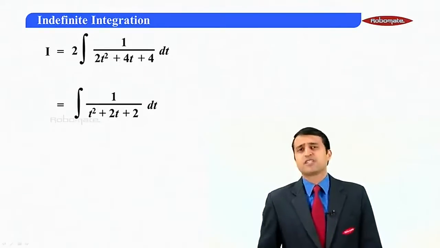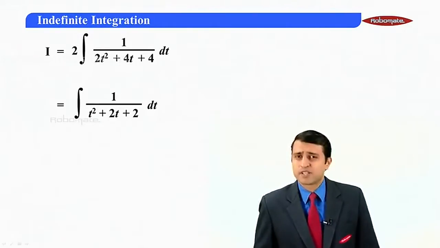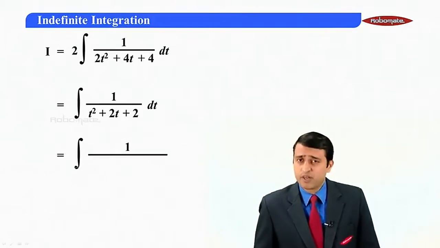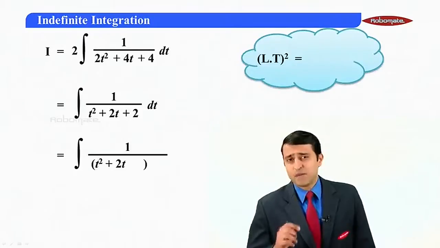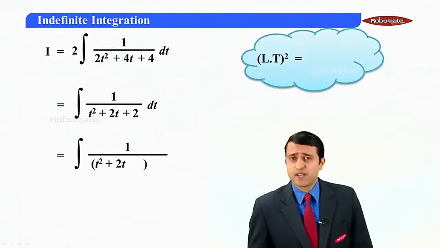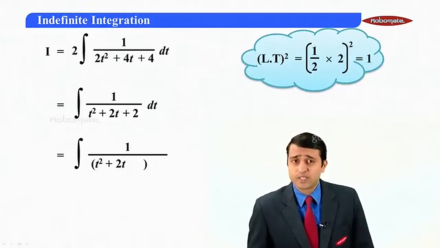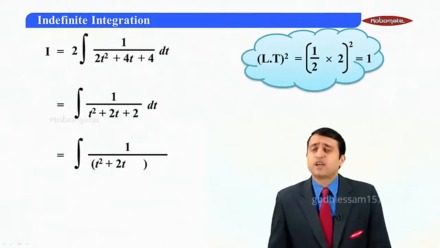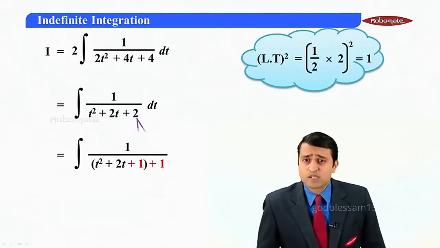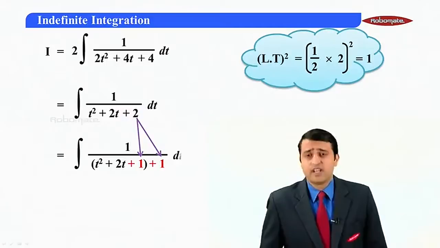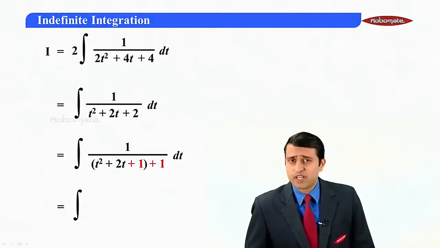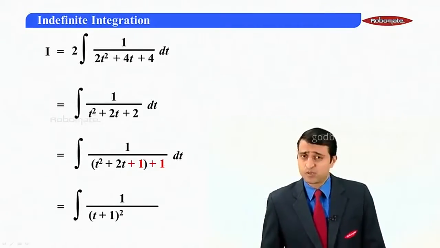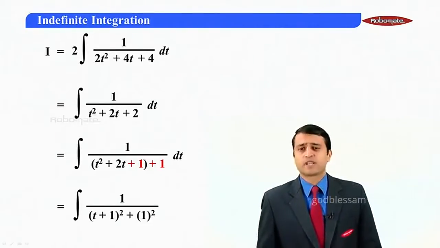Now my dear students, this is a simple expression to convert to a perfect square. We know that this can be written as 1 upon t square plus 2t plus something. Now some number here will make it a perfect square, that's half into 2 the whole square, that is 1. So we will write 2 as 1 plus 1. Is that okay? And obviously there is a dt. Now t square plus 2t plus 1 is nothing but t plus 1 the whole square, and that plus 1 can be written as 1 square.